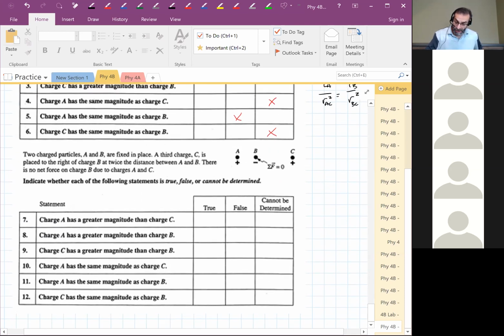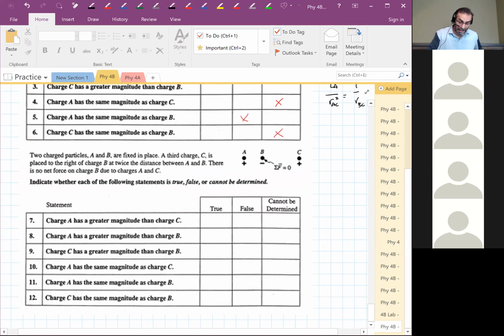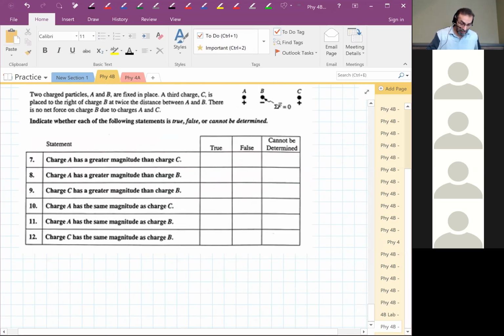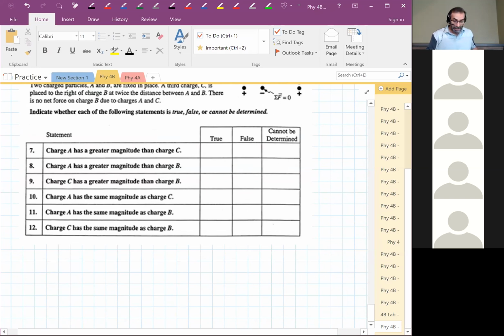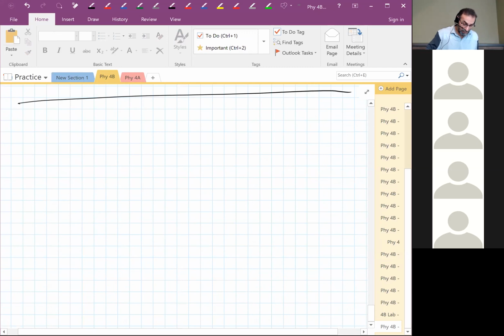You can do this one on your own later. Similar, same type of problem, but now the net force on B is zero. You can do it later on your own. All right, so let's think about what we've got going here. We've got electric fields from charges.